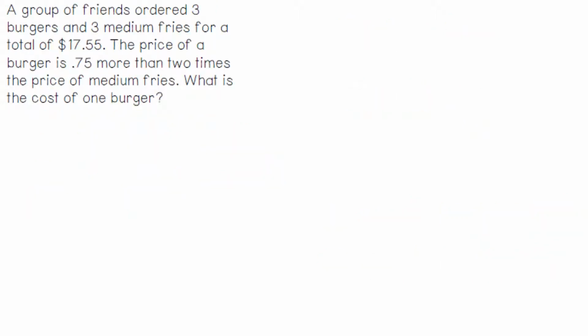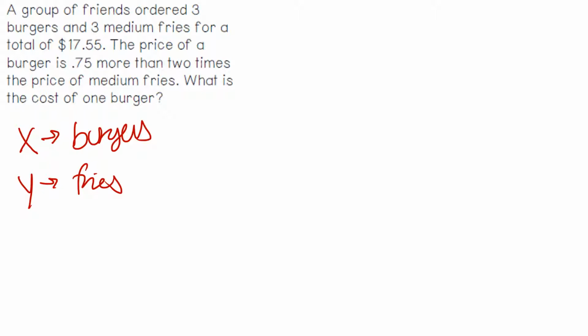A group of friends ordered 3 burgers and 3 medium fries for a total of $17.55. The price of a burger is 75 cents more than 2 times the price of medium fries. What is the cost of a burger? So the two things that we're talking about are burgers and fries.